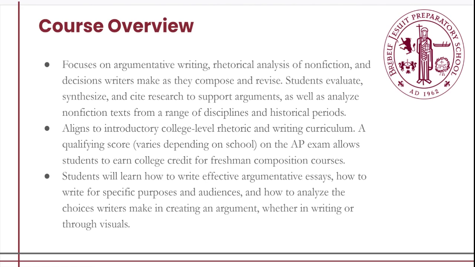A qualifying score, which varies depending on the school you apply to, on the AP exam allows students to earn college credit for freshman composition courses. Students learn how to write effective argument essays, how to write for specific purposes and audiences, and how to analyze the choices writers make in creating an argument, whether it's in writing or through visuals.